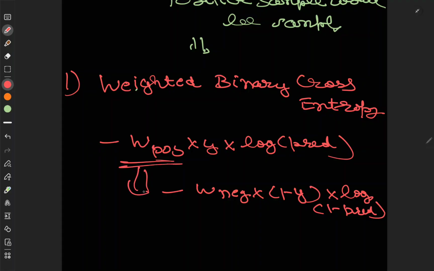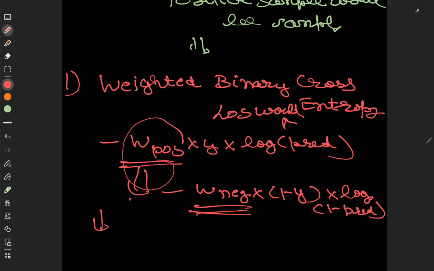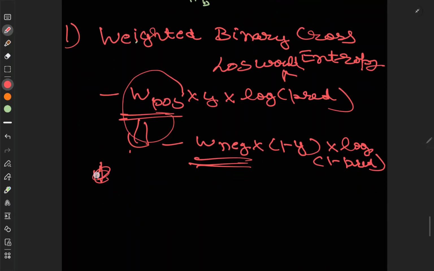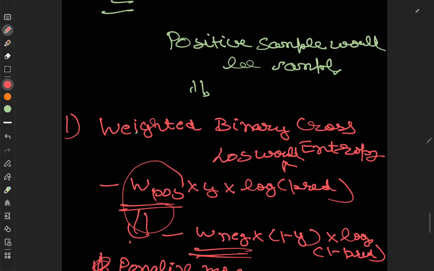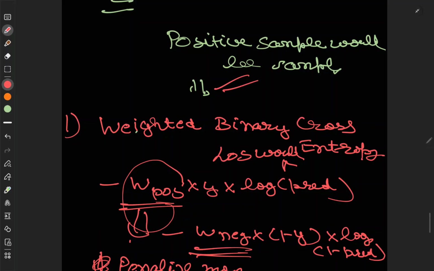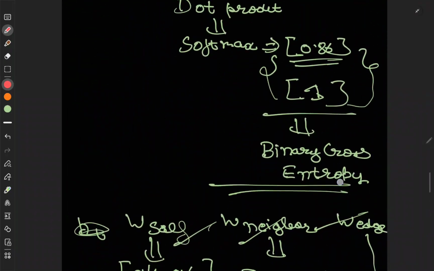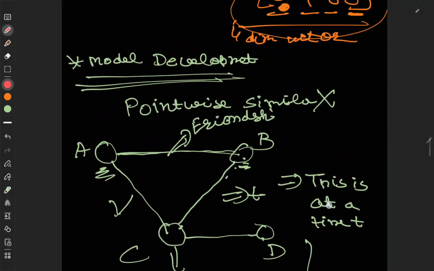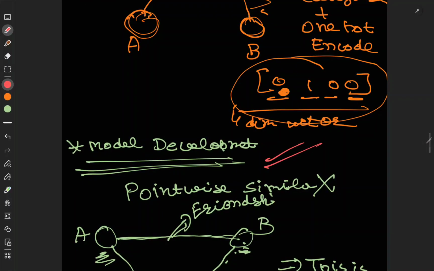So this W positive, we will keep much higher as compared to W negative. Why is that? If this value is higher, the loss would be higher, and if the loss is higher, my model would be penalized more, to make sure that next time you take care of such cases where a positive sample goes wrong. So we would simply use weighted binary cross entropy. I guess here I was able to cover all the things with respect to the model development.